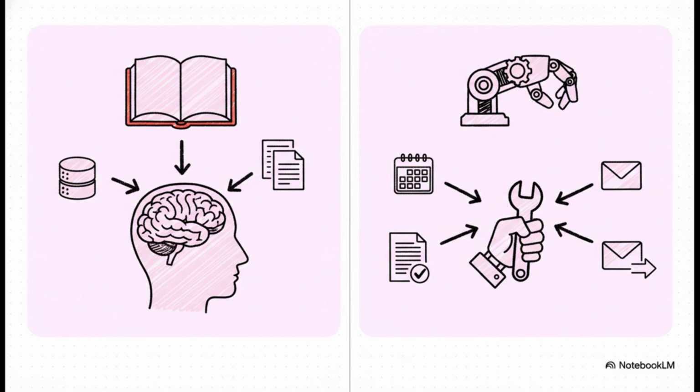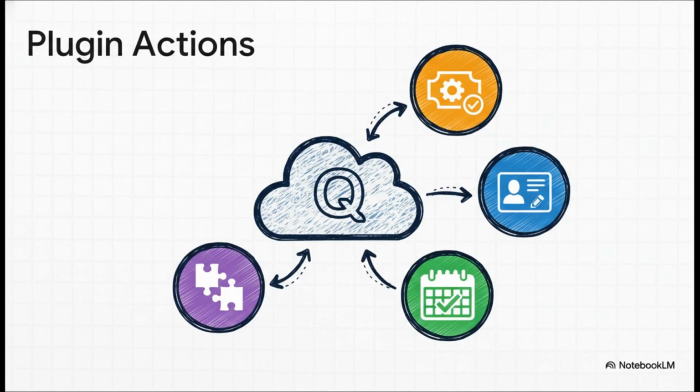Now listen up, because if you remember one thing from this section, make it this. This distinction is critical for the exam. Data connectors are for reading and retrieving information. That's the RAG part. Plugins are for writing data and performing actions via APIs. Let me say it again. Connectors let Q know, while plugins let Q do. You've got to know the difference. So what does that actually look like?